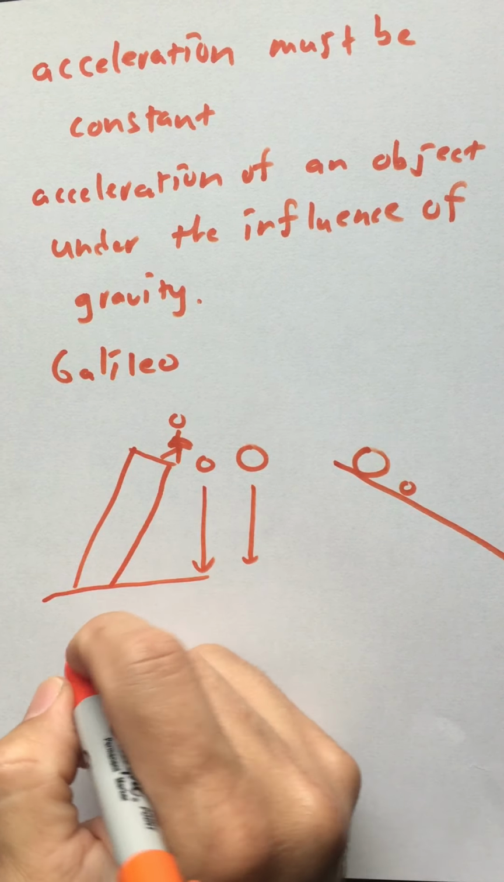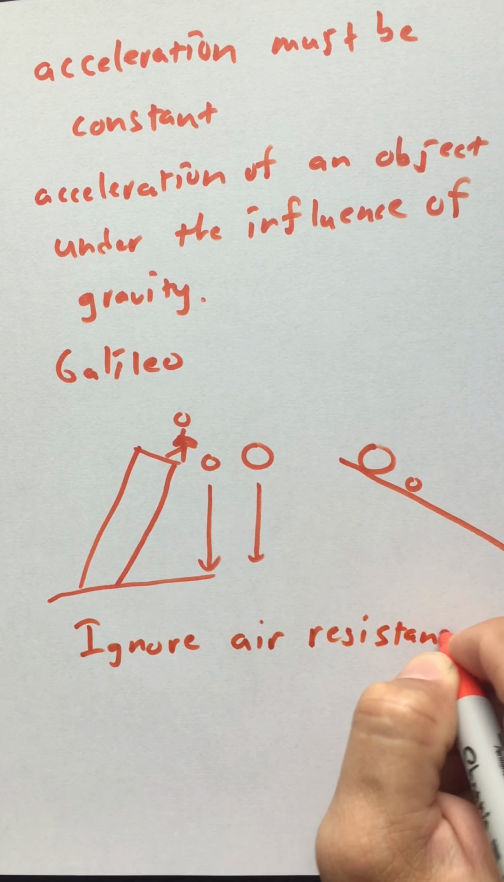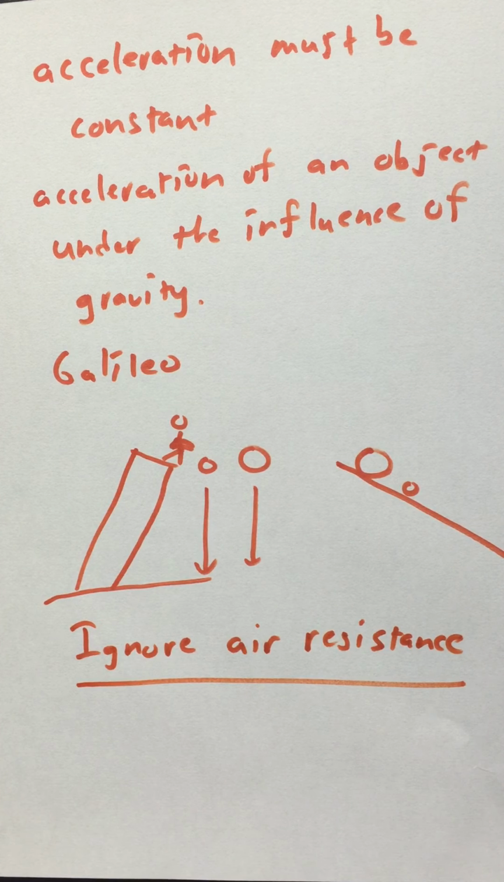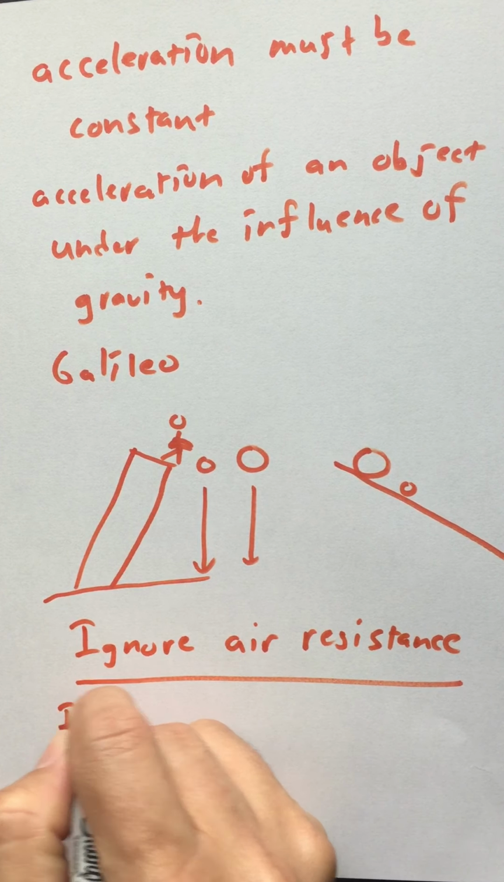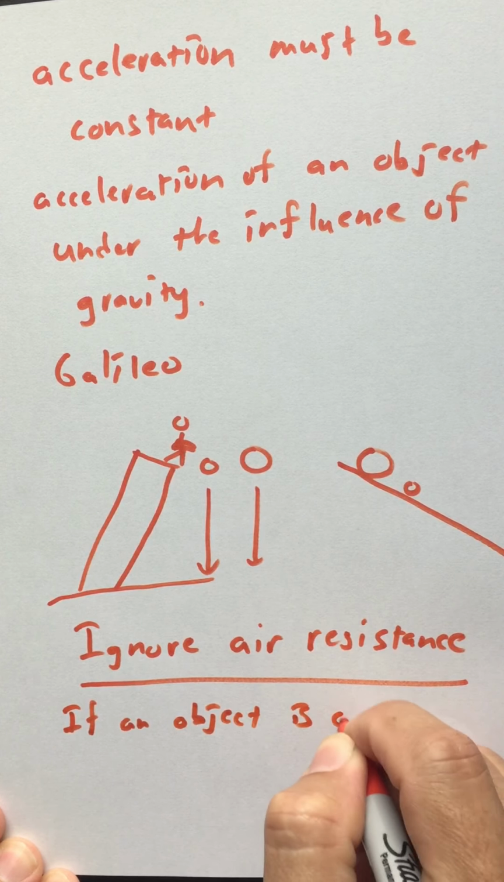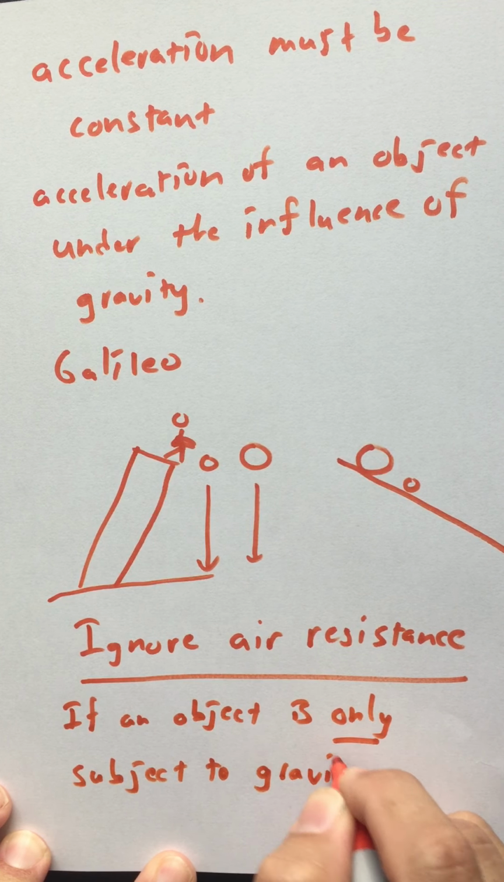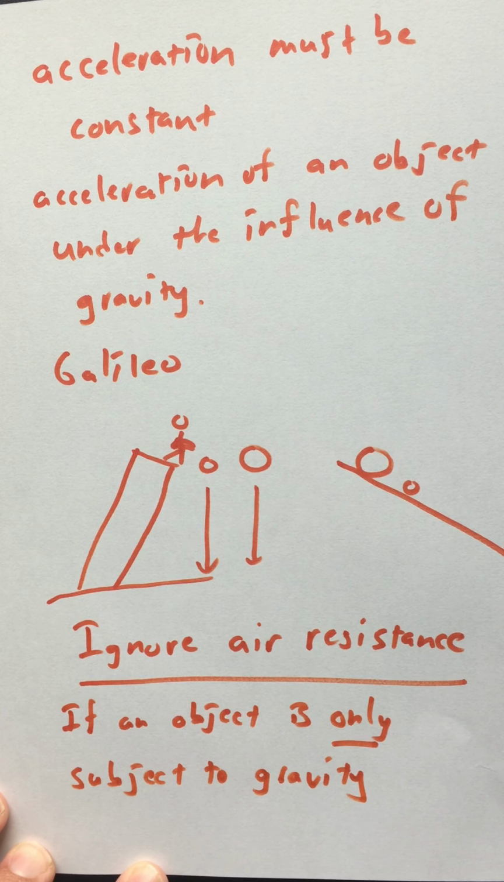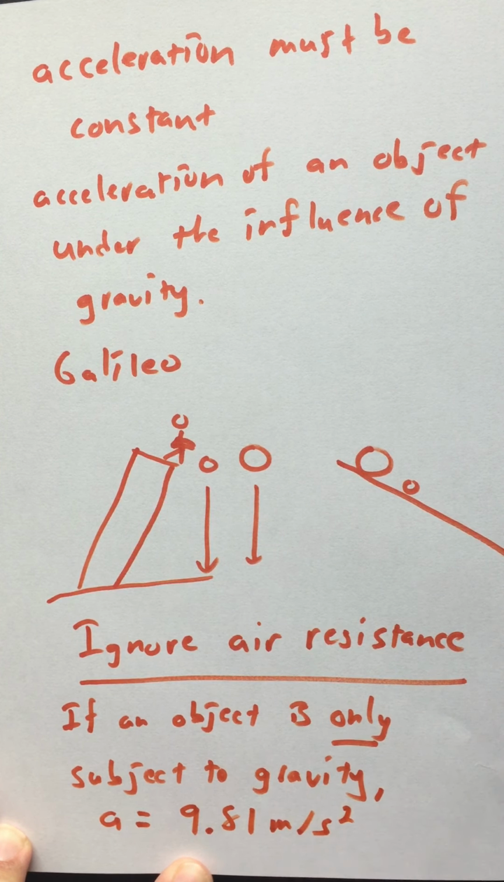Now, we've got to make some assumptions there. We are going to assume that that's true, we are going to ignore air resistance. We will handle air resistance at some point, but we're going to assume that if we drop something, the air resistance is at best negligible, and we're going to summarily ignore it. If that's true, and I'll write this down, if an object is only subject to gravity, nothing else acting on it like air resistance or rocket boosters or anything else, its acceleration is equal to, I'm going to write down this number, 9.81 meters per second squared.